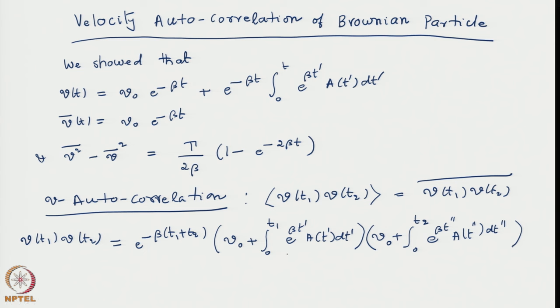This is common. So, this is v t 1 and v t 2. Let us expand this. It is because there will be now 4 terms. So, all the 4 terms we can expand. So, moving over to the next, we can see that v t 1 v t 2 expanded form will be v t 1 v t 2. It will be e to the power minus beta t 1 plus t 2 will be there.